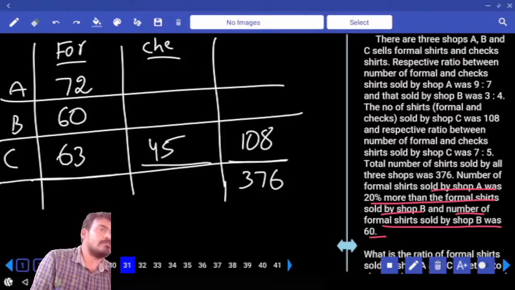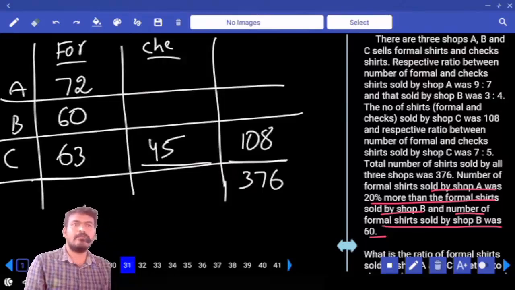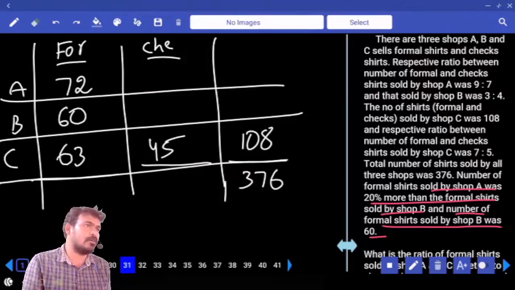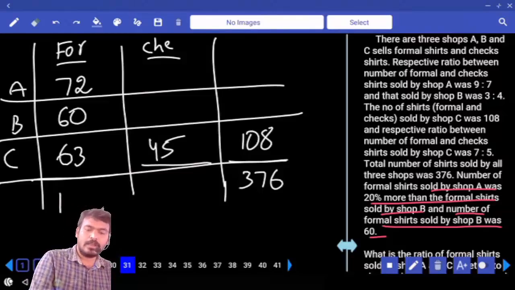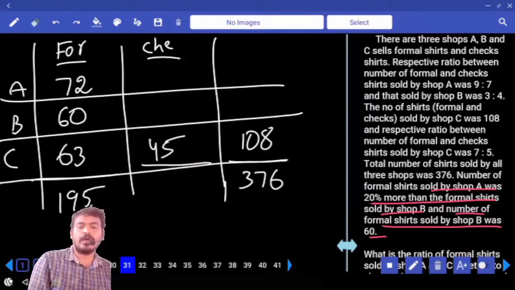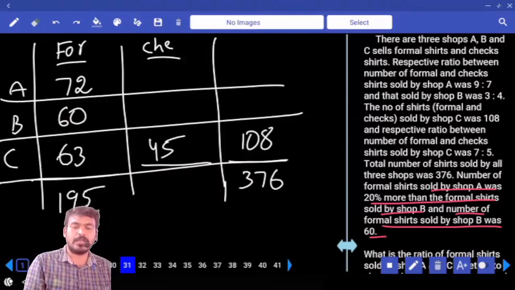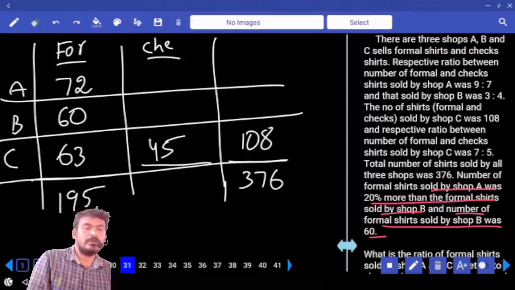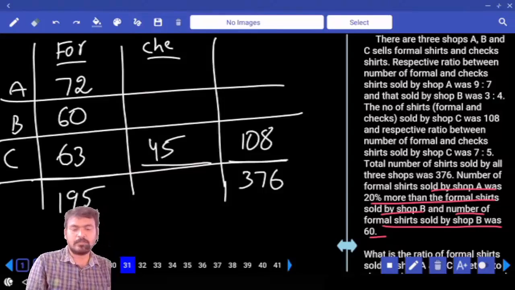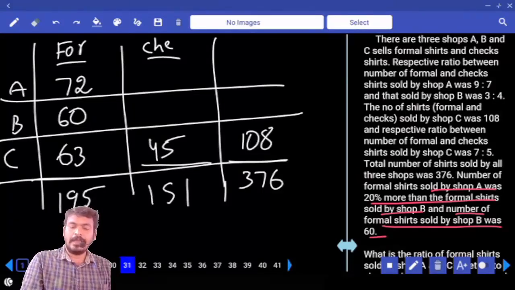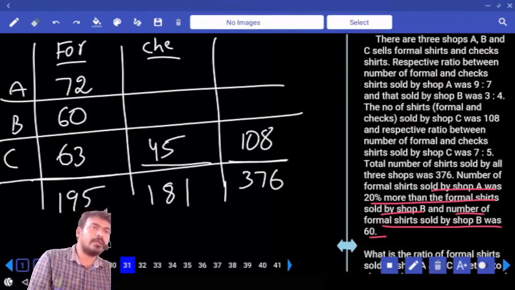Total, it is how much? All are adding, we get the formal shirts in 3 shops, or not? 72, 60, 63. Total 195. Out of 376, formal are 195, means the remaining are checks, or not? 376 minus 195, 181. 181.